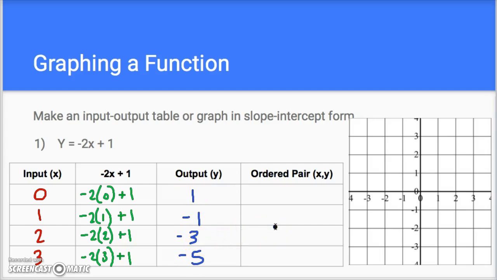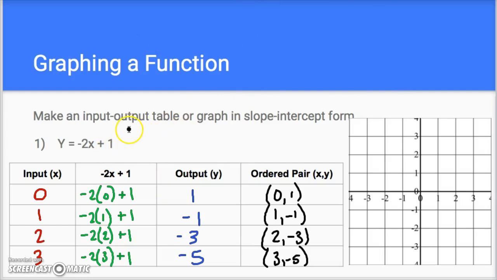And then the last thing we're going to do is write each of these as an ordered pair. So we're going to take the X and then the Y. So for this first one, it's going to be 0, 1, then 1, -1, 2, -3, and 3, -5. Okay, now I could go and plot all 4 of these points on my graph, connect them, and that would show the graph part of it. But what I want to do is graph this equation as if I hadn't even made the XY table or the input-output table.